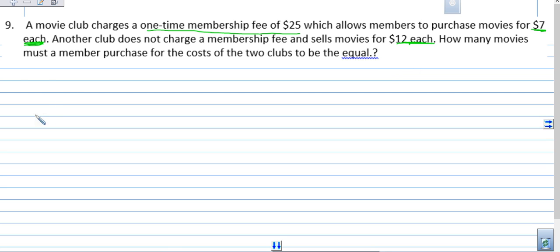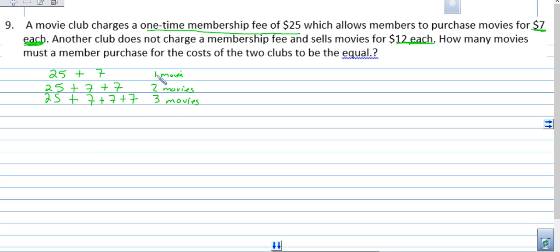Okay? Well, if you think about it, the first club is $25 plus $7 if you bought one movie, or it's $25 plus $7 plus $7 if you bought two movies. This is one movie, right? Two movies, and then $25 plus 7 plus 7 plus 7 if you bought three movies, and so on. It'd keep going on and on and on.